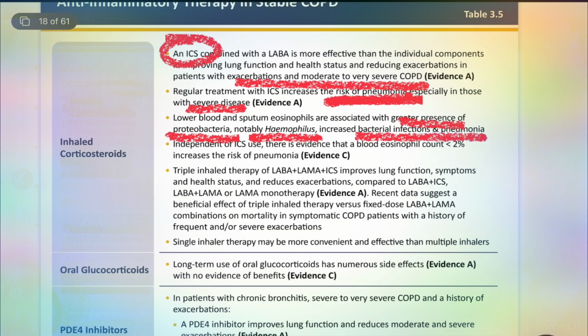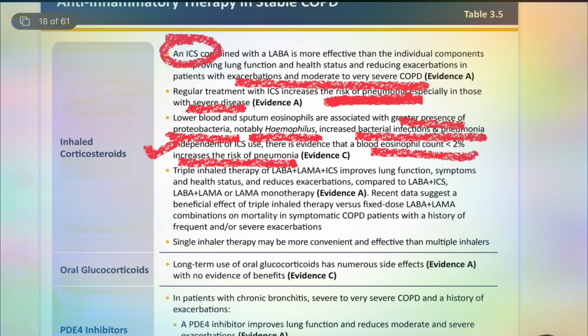So they are telling, independent of ICS use, there is evidence that blood eosinophil count less than 2% increases the risk of pneumonia. So if blood eosinophil count is less than 2% or less than 300, then there are chances of pneumonia if we are giving them this inhaled. So that's why we should not give them inhaled corticosteroid.